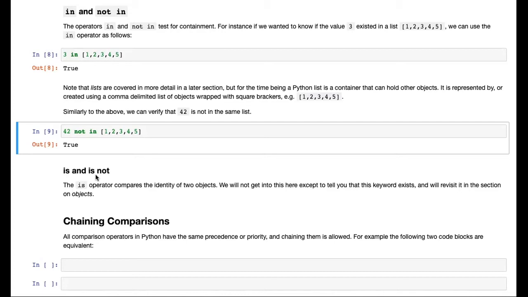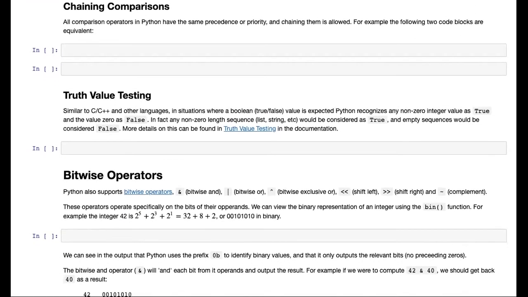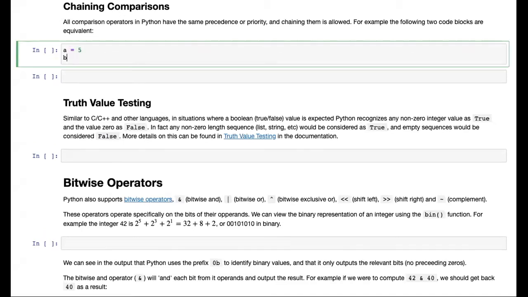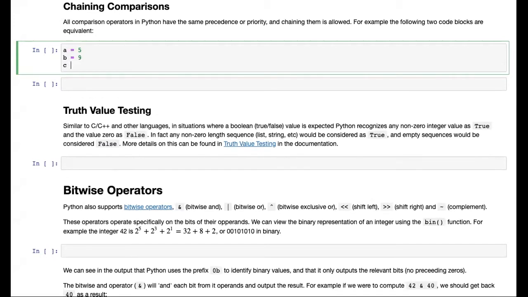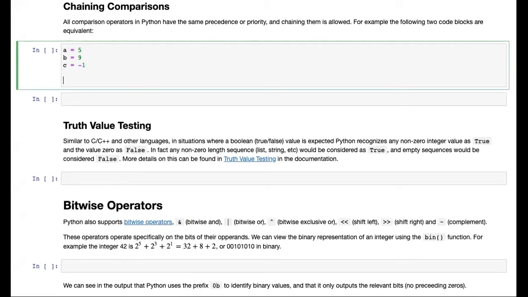And so this operator, when coupled with the not operator, is reordered so that it reads more like English. The comparison operators in Python are all given the same precedence, and the grammar supports chaining of these operators. So let's say we had some variables, a, b, and c. So I'll say a equals 5, b equals 9, and c equals -1. With chaining, we can actually write expressions like the following.